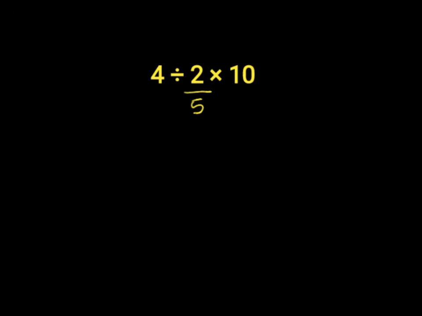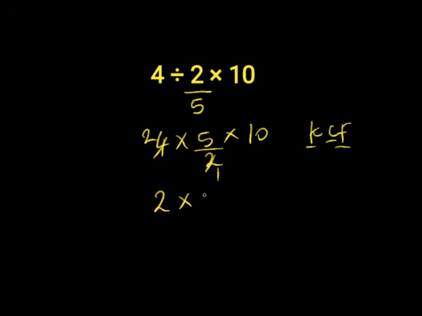First of all, we are going to work with 4 divided by 2 over 5 using the rule of KCF. K stands for keep, C stands for change, and F stands for flip. We are going to keep 4 here, change division to multiplication, then flip 2 over 5 to 5 over 2, then multiply by 10 here. 2 into 2 is 1, 2 into 4 is 2. Then we have 2 times 5 times 10.